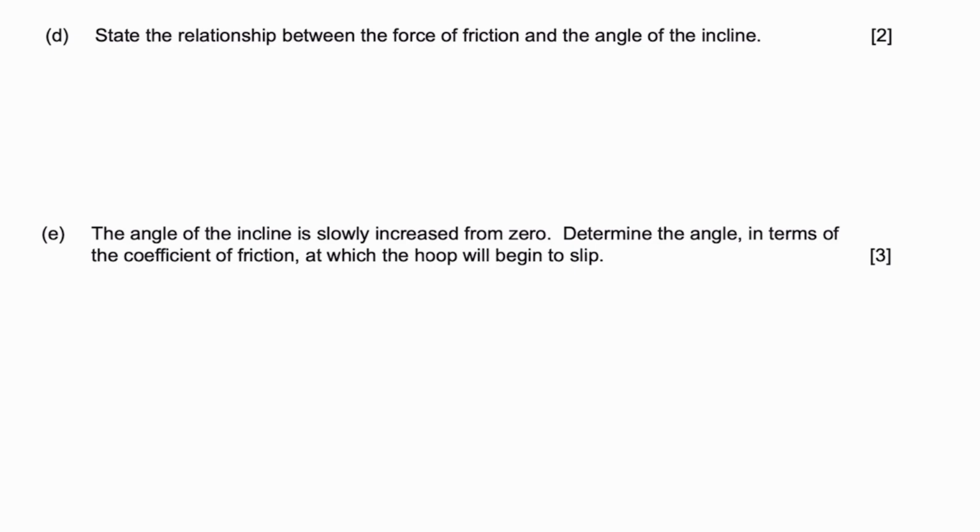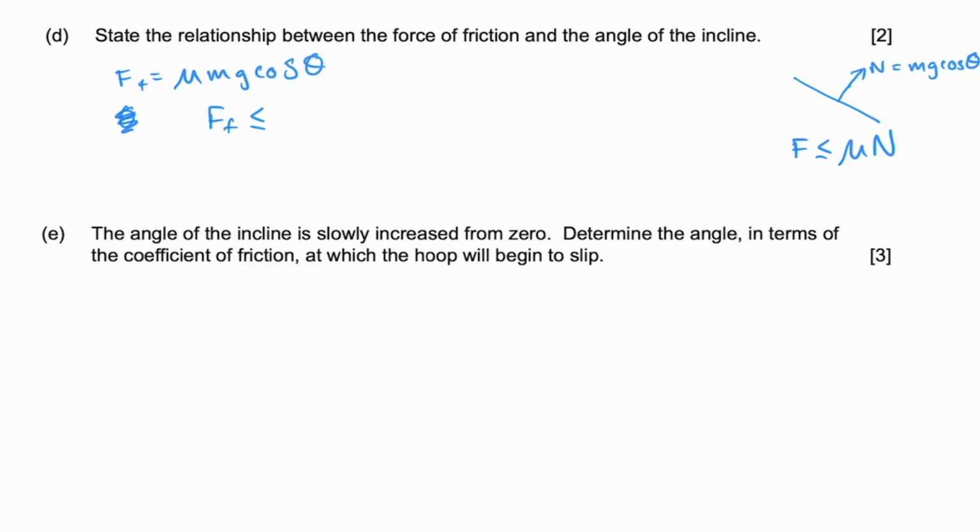D. State the relationship between the force of friction and the angle of incline. So we want to find a relationship between F and theta. The normal force is mg cos theta. And the frictional force has the equation of that, doesn't it? Okay, so the frictional force is equal to mu times the normal force, mg cos theta. Oh, that works. But it's not equal. The frictional force is less than or equal to mu mg cos theta.